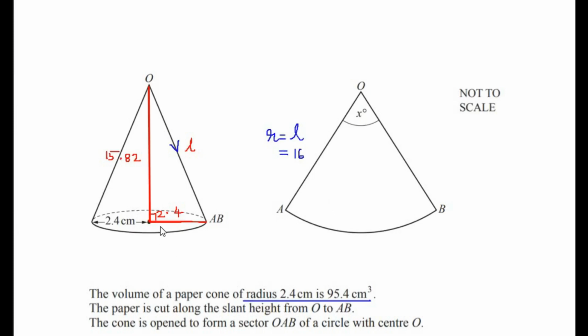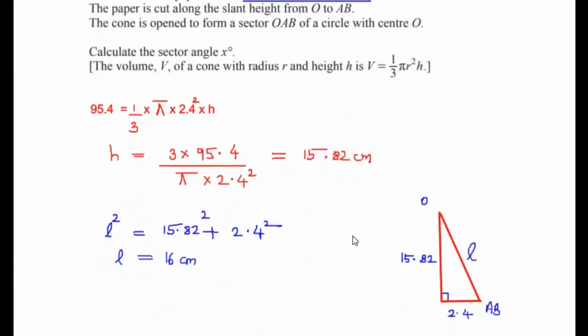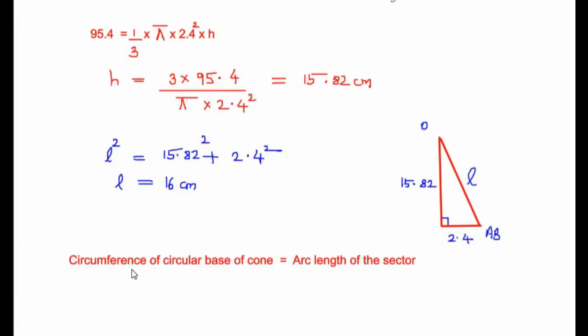Now one more observation over here is the circumference of the base circle is going to be equal to the arc length of the sector. That is, when we open up the cone at the point AB, it opens up as the arc length of the sector. So we can write over here that the circumference of the circle is equal to the arc length of the sector. So let us write it over here. So circumference of the circular base of cone is equal to the arc length of the sector.